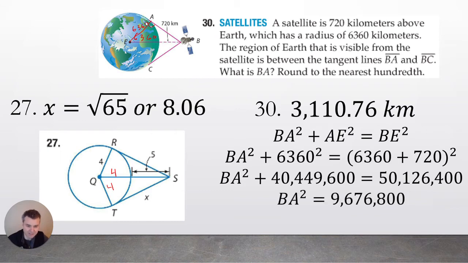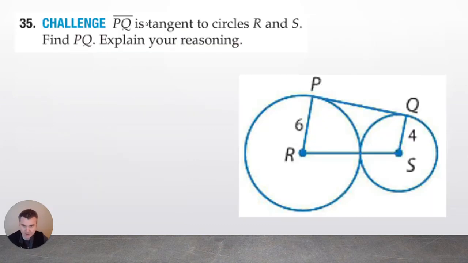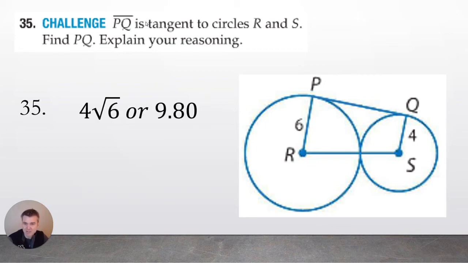You have to use a calculator, and you get BA is 3,110.76 kilometers. Moving on, 35. Oh, challenge. All right. Well, you should have got PQ is 4 radical 6, or 9.8 would be a fine answer. All right, so let's look at why.